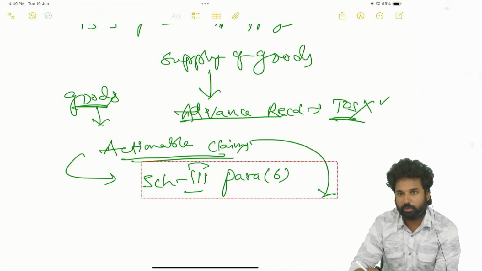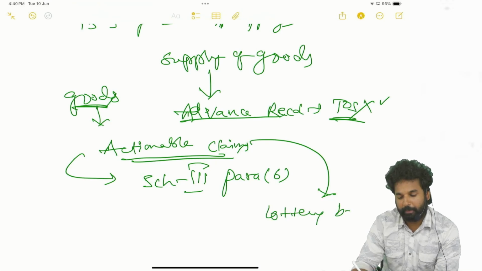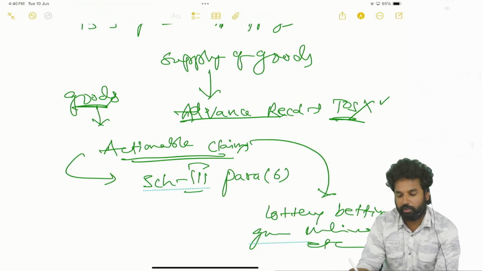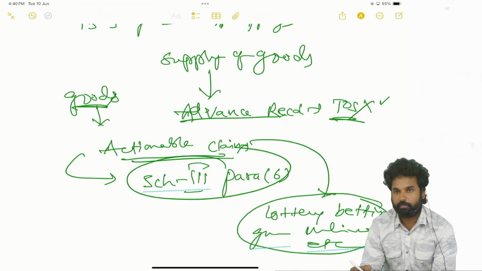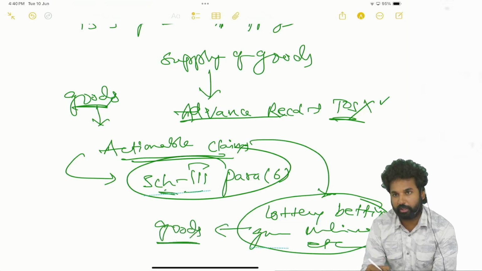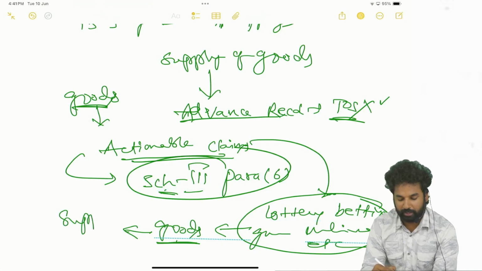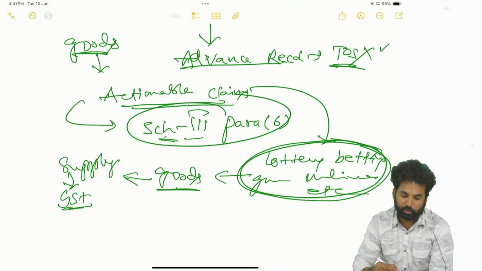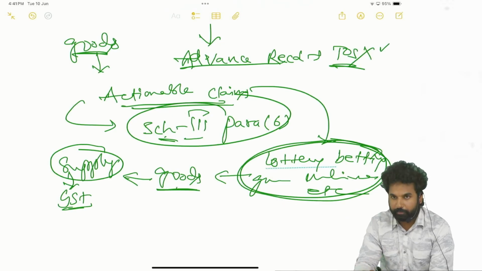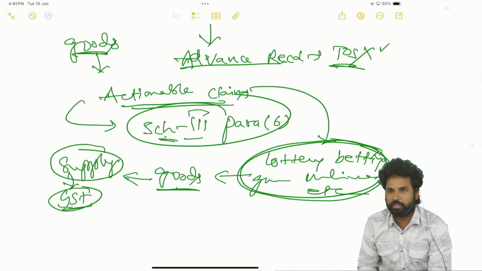What are those? Lottery, betting, gambling, online games, online bettings, etc. So those are excluded from the definition of actionable claims for the purpose of schedule 3 para 6. That means these are goods, goods not covered under schedule 3. That means on this supply, GST will be there. Lottery, betting, gambling will be considered as goods, and if those are supplied, then GST will be attracted, right?